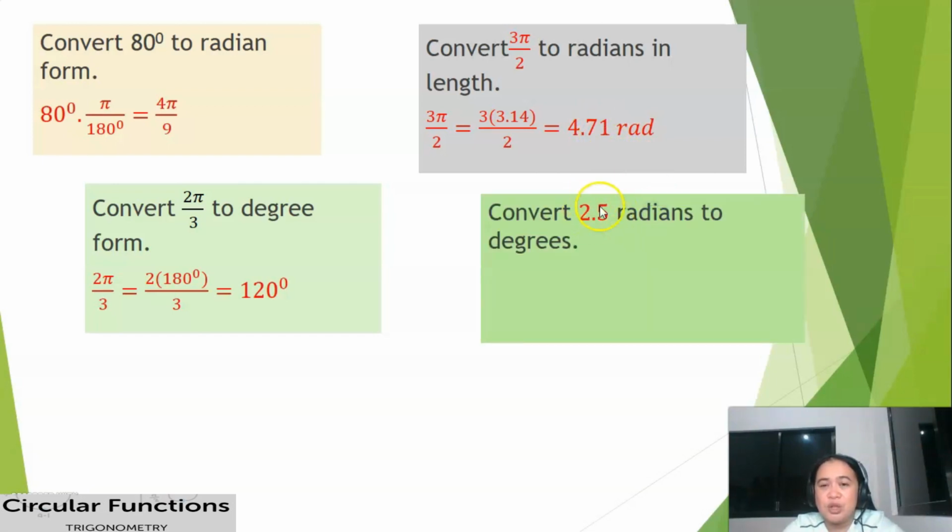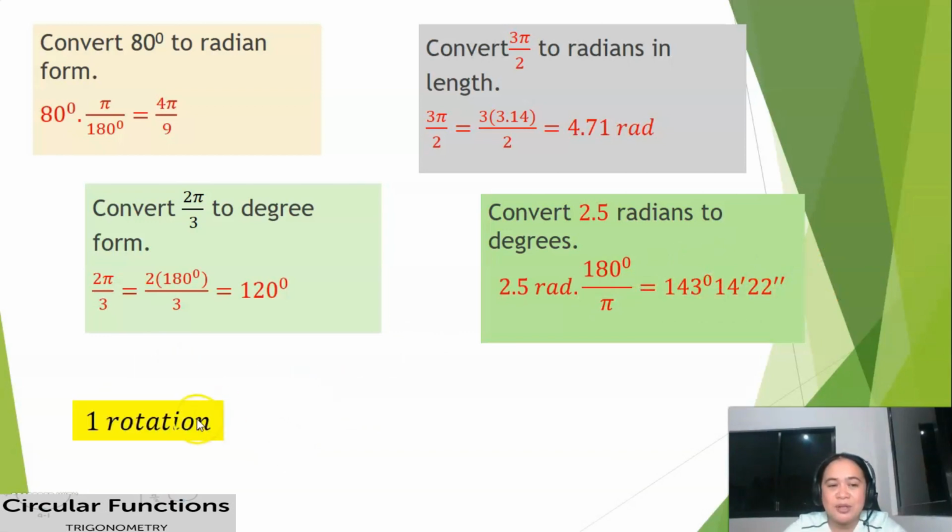Another, convert 2.5 radians to degrees. So to do that, 2.5 times 180 degrees divided by pi, then you press degrees, minutes, and seconds in your calculator, you will get this value. That's how you are going to do it.